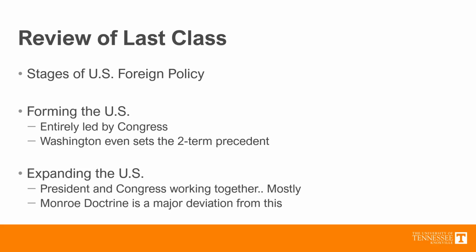And then we have the expanding the United States, so President and Congress working together. Mostly, the Monroe Doctrine is a major deviation from this because it's Monroe acting on his own without the approval of Congress. It's a policy decision. And that's the first crack in what eventually goes on to be this big sort of spiderweb glass crack of presidential power in the future.